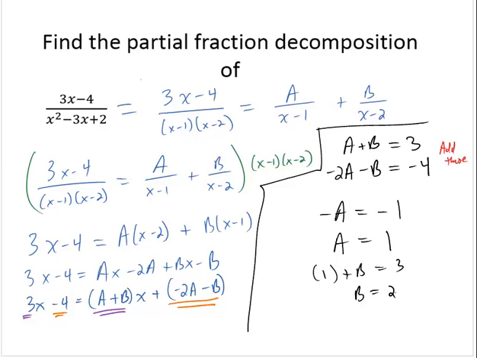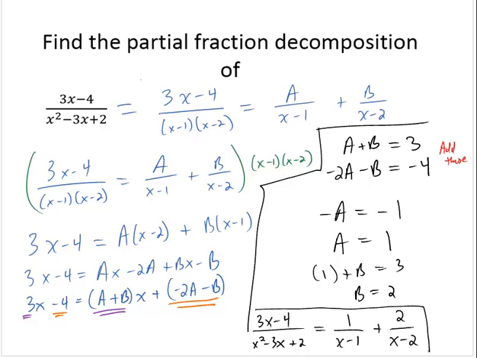So what this tells me is, after all that work, (3x − 4)/(x² − 3x + 2) is equivalent to a/(x − 1), so 1/(x − 1), plus b/(x − 2), so plus 2/(x − 2). And that's the partial fraction decomposition.